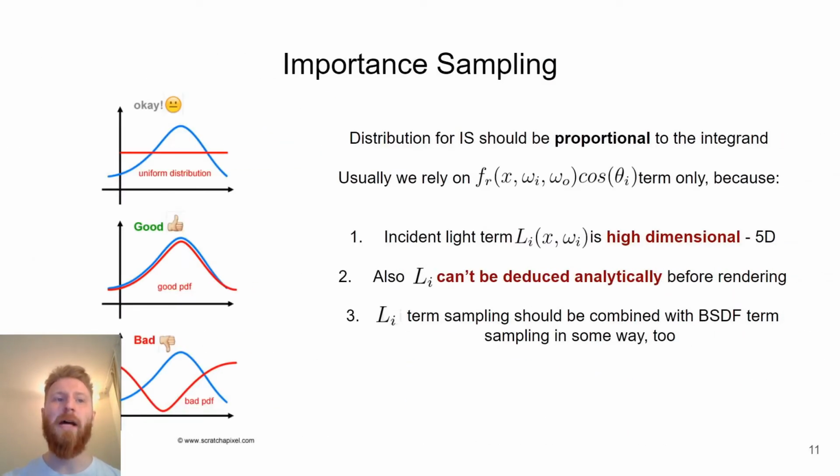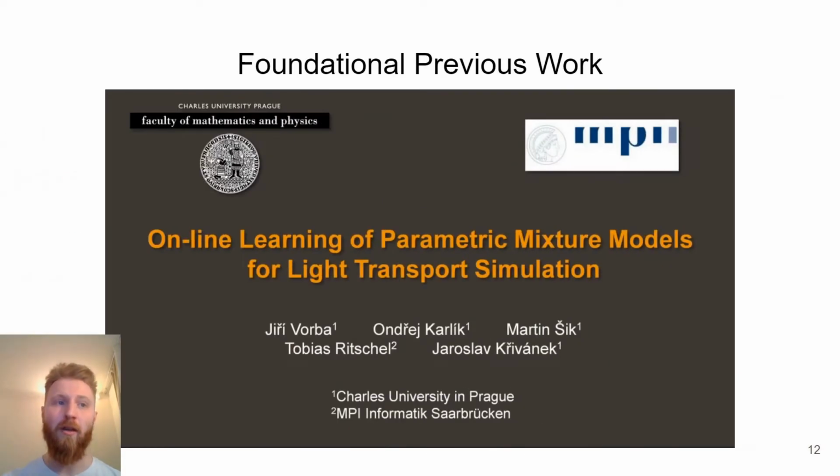But usually in path tracing we apply importance sampling only for the BRDF term, because we can most often simulate sampling from this distribution analytically. At the same time, the incident light term can't be deduced analytically before the start of the rendering process. Also, it's a high dimensional function, and we need a way of combining it with the BRDF term.